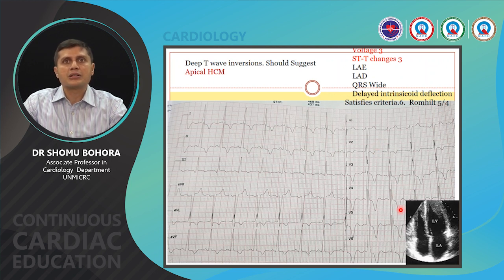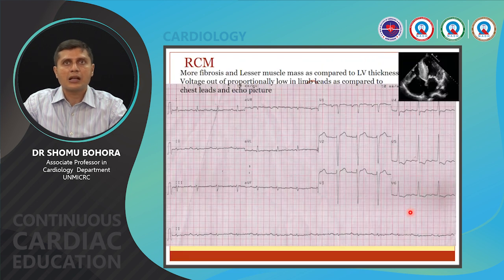Deep T wave inversions. If you see here in this patient, there are deep T wave inversions and increased voltages in V5, V6. So ST-T changes and increased voltage would suggest hypertrophy, but echo-wise, if you see, the basal septal and lateral wall is normal; it's only the apical hypertrophy. So if there are deep T wave inversions in V5, V6 specifically and which are there in other leads also, it may suggest an apical HCM.